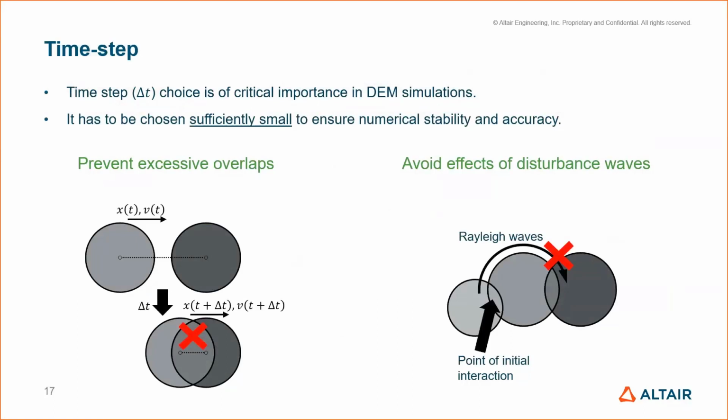The time step calculation is critical to EDEM simulations. It has to be small enough to ensure numerical stability and accuracy, and large enough to allow for reasonable simulation time. The stability and accuracy is achieved by preventing excessive overlaps between particles. You can see in the image here we have a very large overlap. One way of approximating a suitable time step in EDEM is to calculate the Rayleigh wave speed, which is used to calculate the Rayleigh time step.